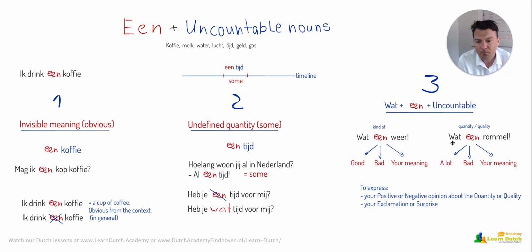Another example. Wat een rommel. Now, what's een? Maybe it's quantity. Like a lot. Maybe it's quality. Maybe bad. Or maybe something specific. I don't know. It's depending on the situation. And you're expressing your exclamation or surprise or giving your positive or negative opinion. That's how you can use een with uncountables.